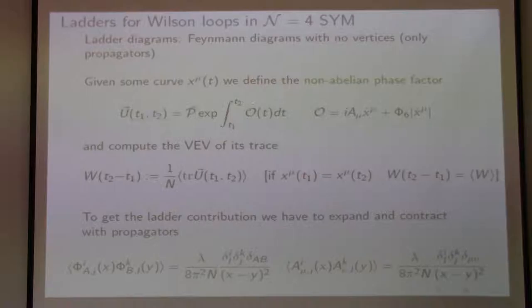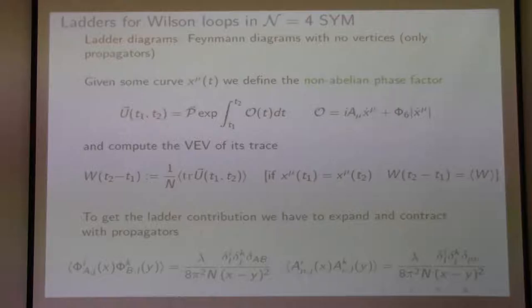Okay. So how do you compute the lambda contribution to this quantity W of t? Well, you have to expand this exponential. There you have integrals of these operators that contain these scalars and gluons. And then you have to contract them with free propagators, so free propagators of the scalars and free propagators of gluons.